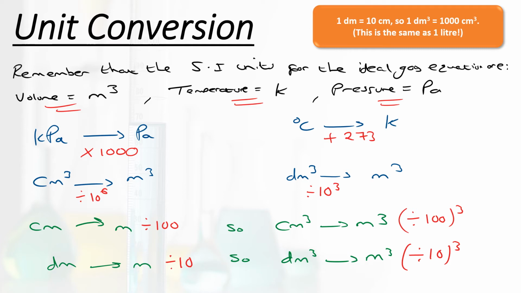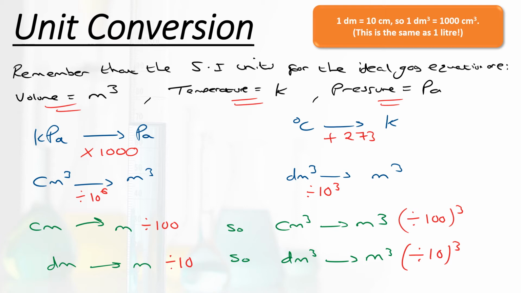So remembering that our SI units for the ideal gas equation, the units we have to use in this equation, are meters cubed for volume, Kelvin for temperature, and pascals for pressure. If we're given a pressure in kilopascals, then we have to times that by 1,000 in order to get to pascals. Remember that the kilo prefix there means timesing by 1,000. Quite often the temperature will be given to you in degrees Celsius rather than Kelvin, and the conversion here is that we have to add 273. So 25 degrees Celsius is the same as 298 Kelvin.